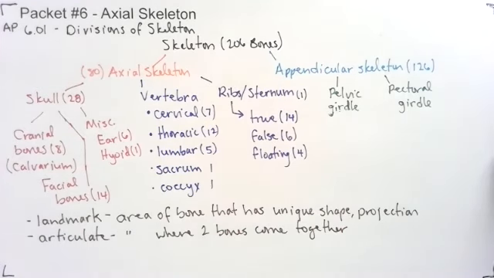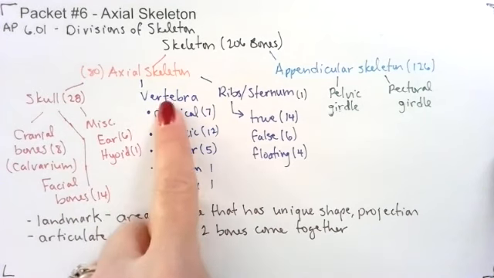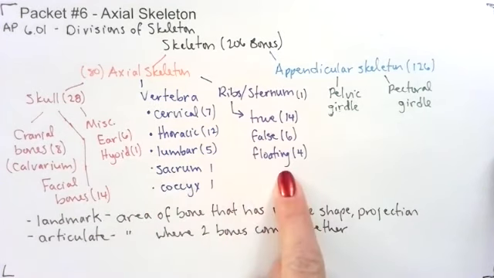But this kind of gives us an overview. So we're actually going to go in this order. We're going to start with cranial, and then we're going to do facial. We're not going to do much with these. We're going to go into the vertebra, and we'll finish with ribs and sternum. All right, so that'll get us started. Cranial bones coming up next.